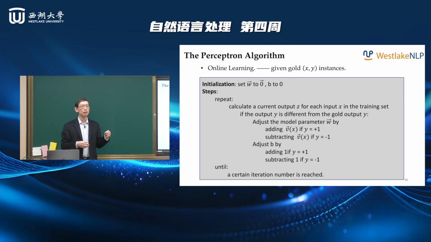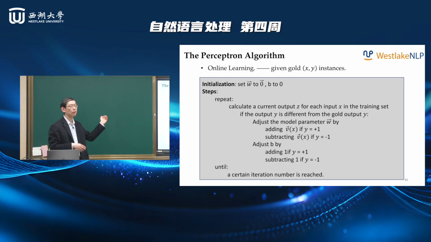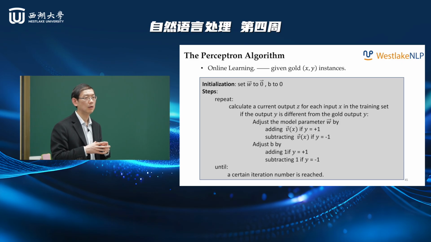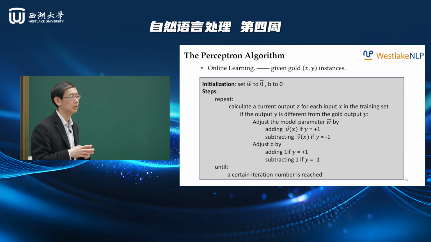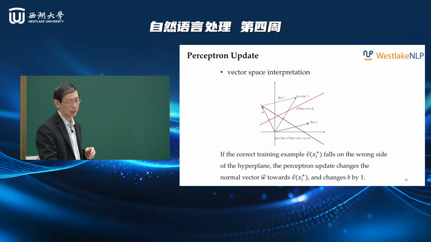So I do this for all the instances. If correct, I move on. If incorrect, I do the update as I just described. I do this over the whole training set for a few iterations, and I'm done. And the final model parameters are used for classification, just like SVM. Why does it work, you say? It's just a random algorithm. Why does it work? I give you two intuitions.